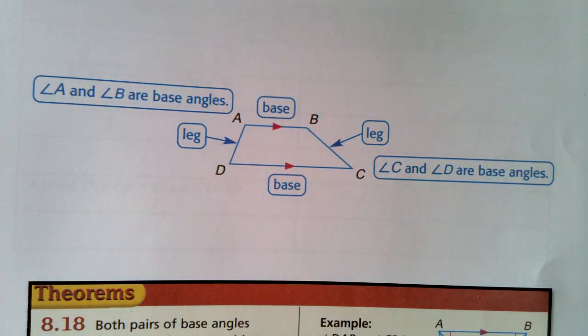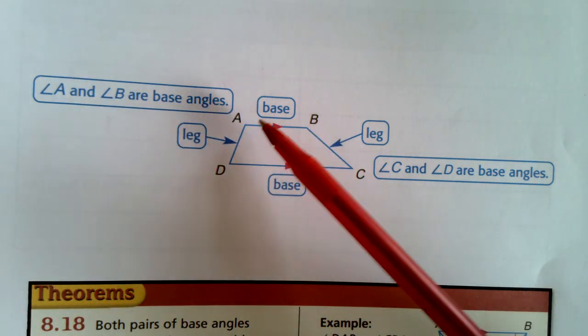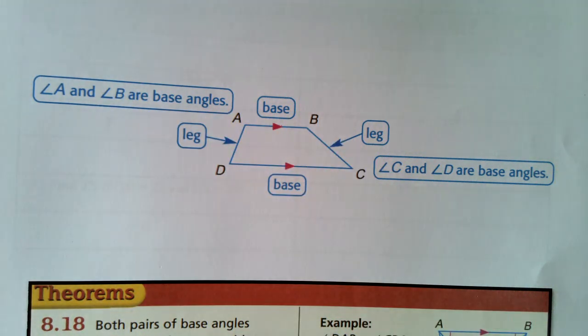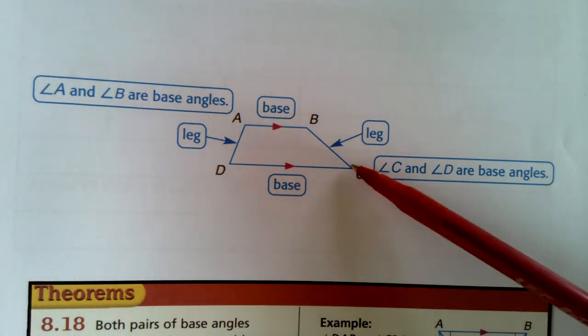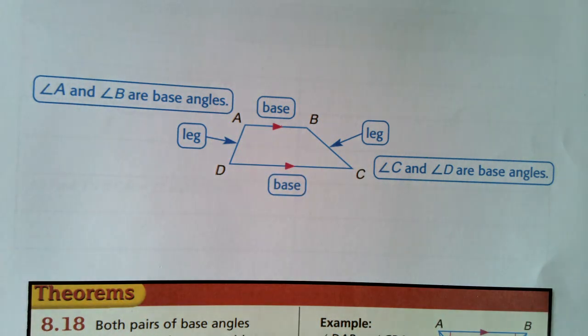And then we have two pairs of base angles. So angle A and angle B, for example, these are called base angles. And then you have another pair of base angles, angle C and angle D.